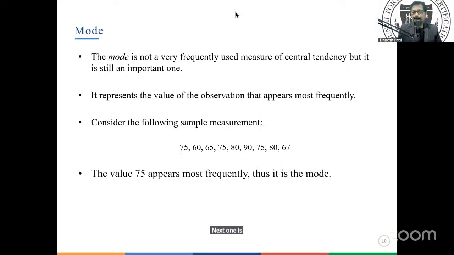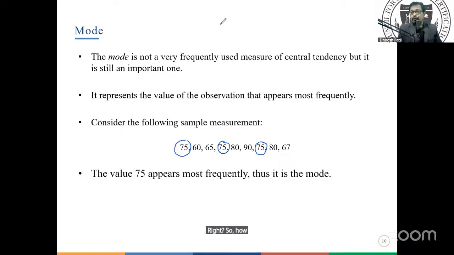Next one is called mode. What is mode? Mode is maximum occurring value of the data point. Now let's look at this data point. And what is the maximum occurring value here? Most repeatedly occurring value in this data set. That is called mode. Very good. It's 75 because 75 has come 1, 2, and 3 times. So 75 is a mode here, right?